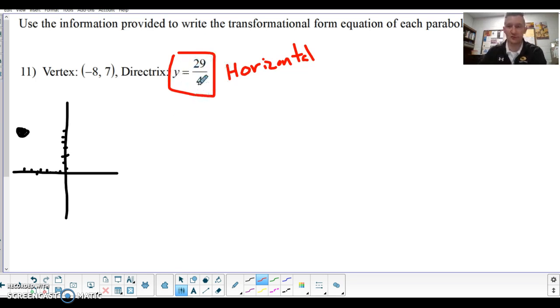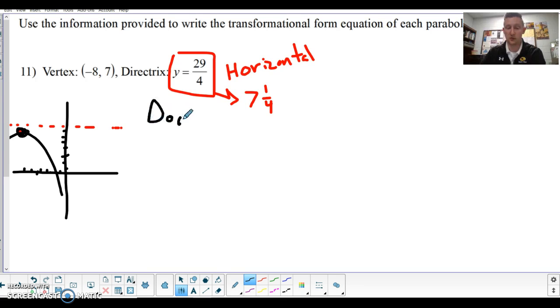29/4 is a fraction that doesn't quite match up with these. So if I were to change that into a mixed number, that would be 7 and 1/4, right? Now my vertex is at -8, 7. My directrix is at y equals 7 and 1/4. So this y equals 7, but this y equals 7 and 1/4. So my directrix is going to be a little bit above the vertex. Okay, so if my directrix is above the vertex, that means my parabola is going to be opening downwards.